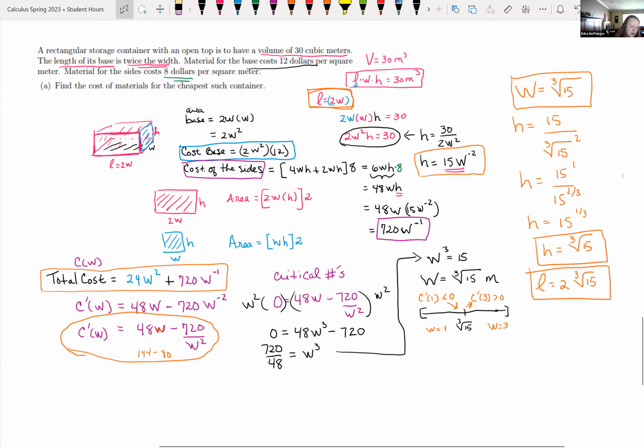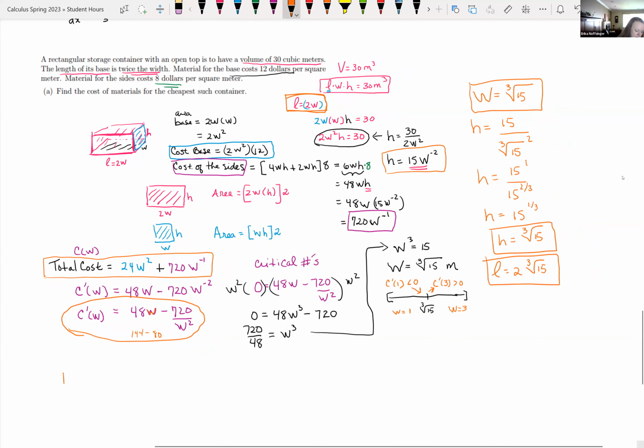But to get the total cost of the materials, this would be 24 times W squared, so cubed root of 15 squared, plus 720 divided by W, which is the cubed root of 15. So to me, that doesn't make too much sense of how much that costs without plugging into the calculator. So let me do that real quick.